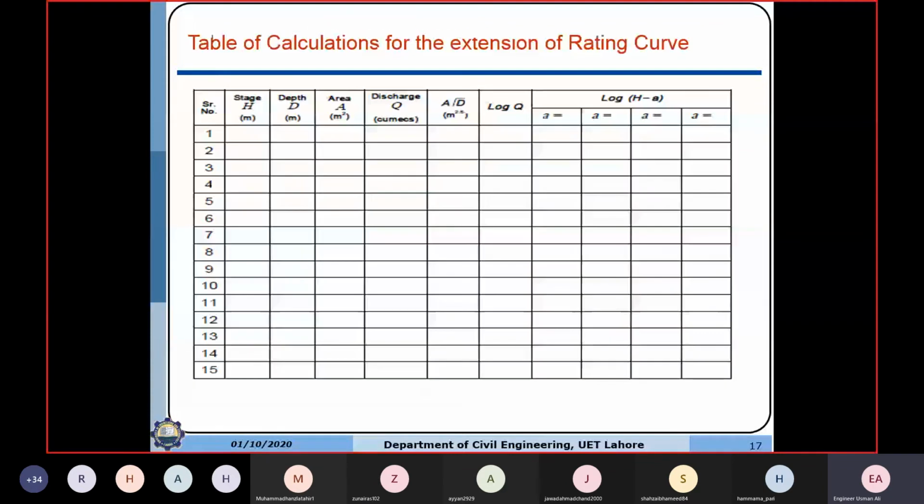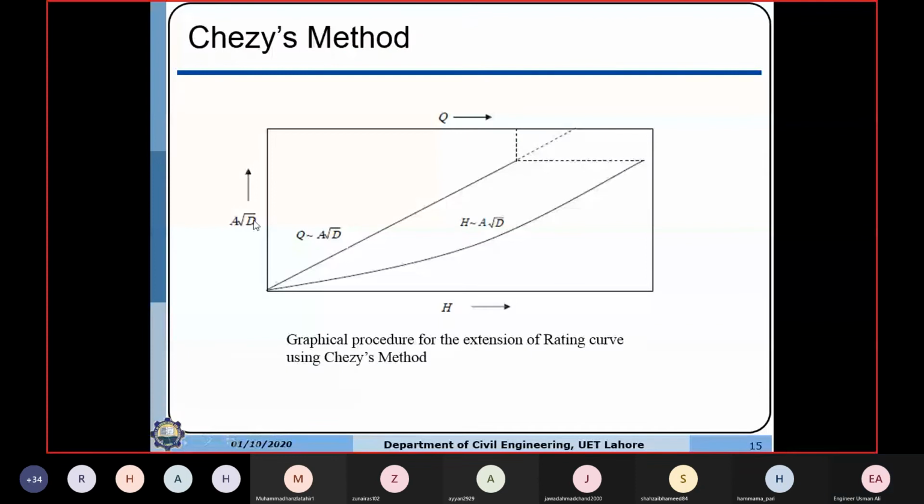Again, I should go to the table. So you are given with the first 4 columns: stage, depth, area and discharge. Now using that method you have to find out A under root D. The units are meter power 2.5. So area is given, depth is given, so A under root D you can find out. Now you have to plot a graph between A under root D and Q. A under root D on y-axis and Q on x-axis. So this will be graph between Q and A root D, that will be a straight line.